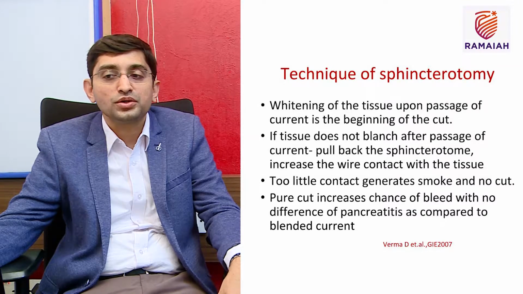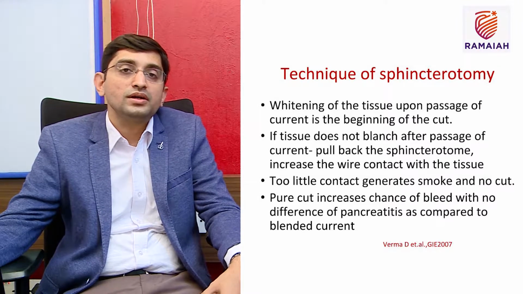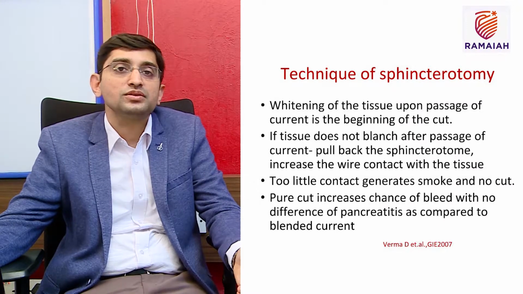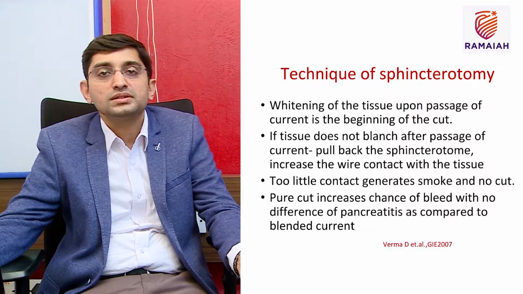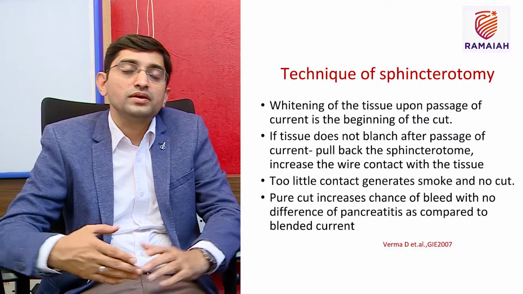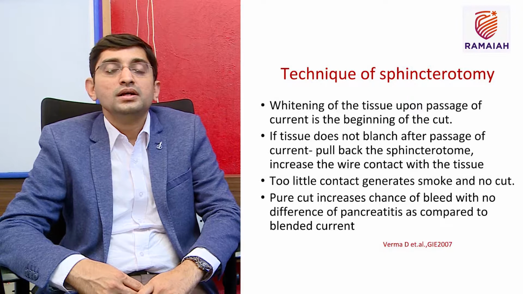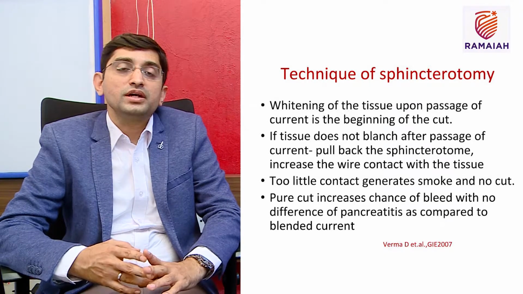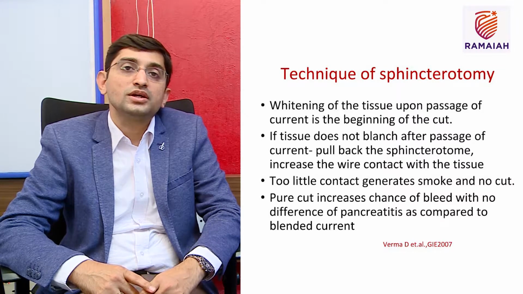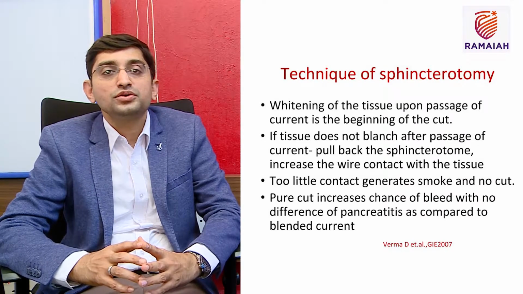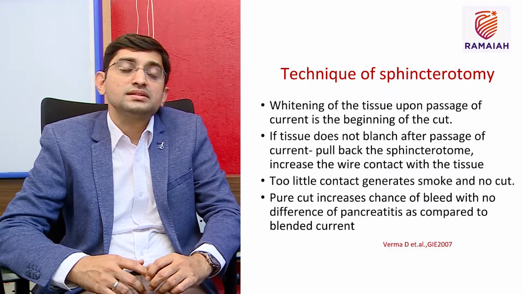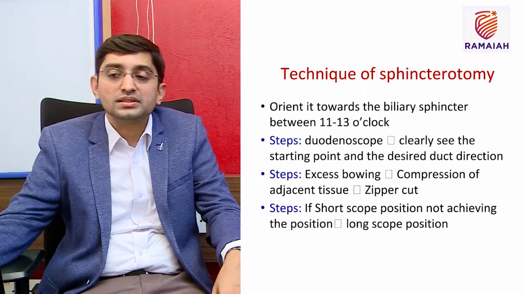with the sphincterotome. If there is too little contact, it creates more gas, and we don't want too much gas, so we should ensure adequate tissue contact with the cutting wire. We should also ensure, whenever we are bowing the sphincterotome, that too many duodenal folds are not happening, because with too many duodenal folds the wire acts under tension. Whenever excess tension is applied, there can be a chance of a zipper cut.